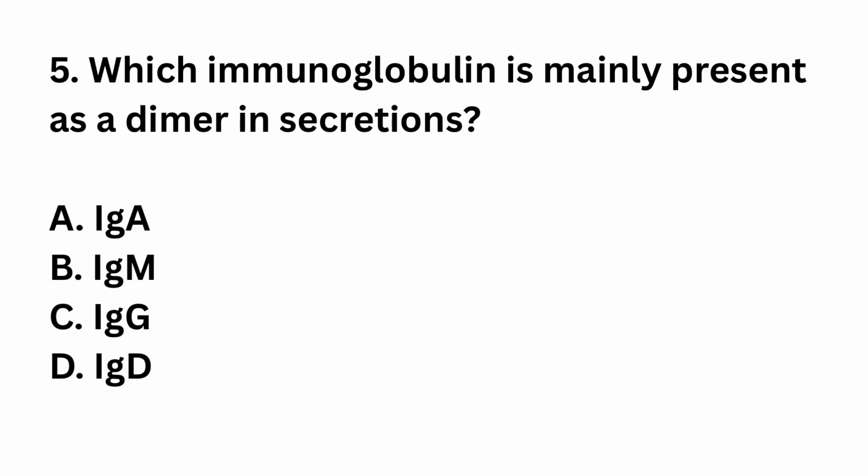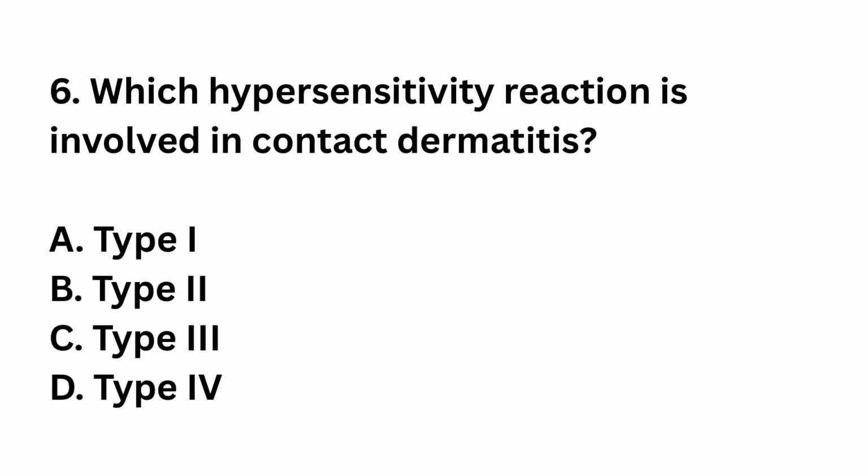Question number 5. Which immunoglobulin is mainly present as a dimer in secretions? IgA, IgM, IgG, IgD. The right answer is option A, IgA. Secretory IgA forms a dimer with a J chain. It protects mucosal surfaces.